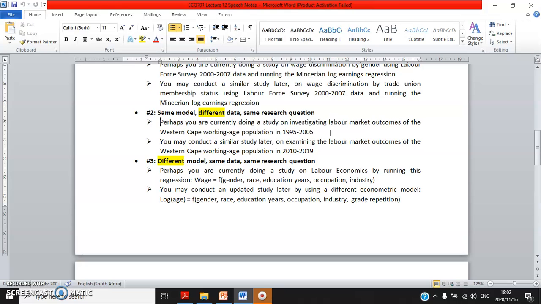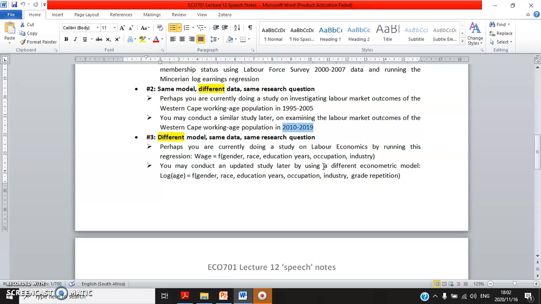Maybe a long time ago, someone wrote a paper on labor market outcomes of the Western Cape working age population from 1995 to 2005, and it's been quite outdated, more than 15 years now. So you want to conduct the same or a similar study later, also looking at labor market outcomes of Western Cape residents or working age population, but using more updated data from 2010 to 2019. This is why I have been saying on and off that it is fine to repeat the same study as long as your intention is to use the most recent data to replace an outdated study which has been done a long time ago.